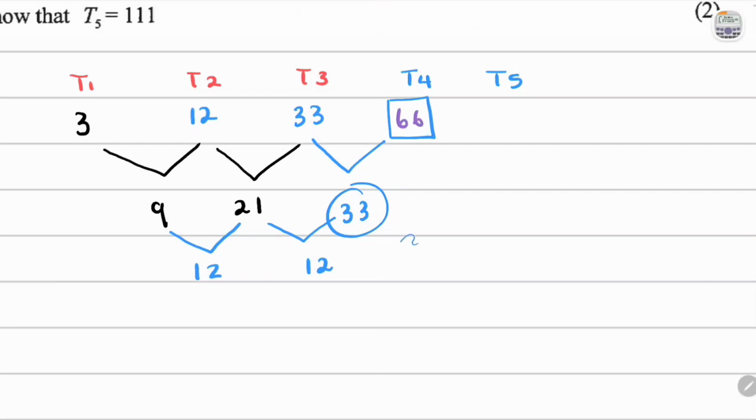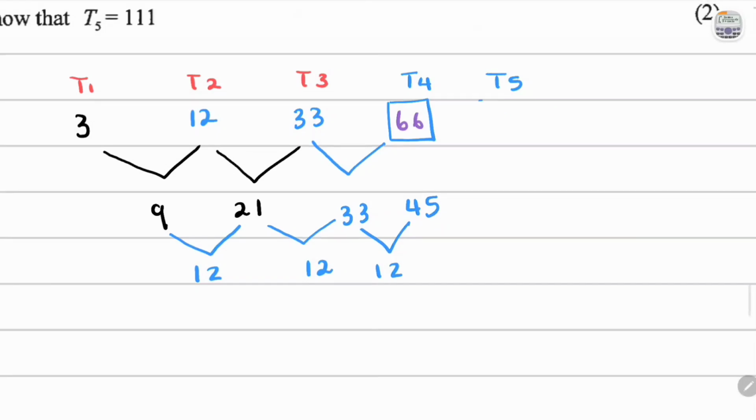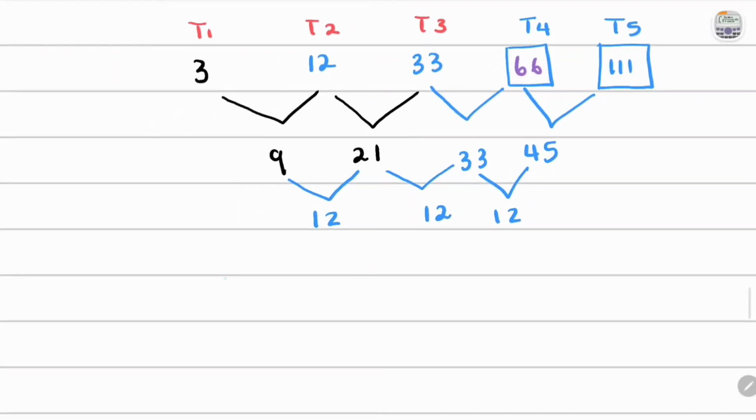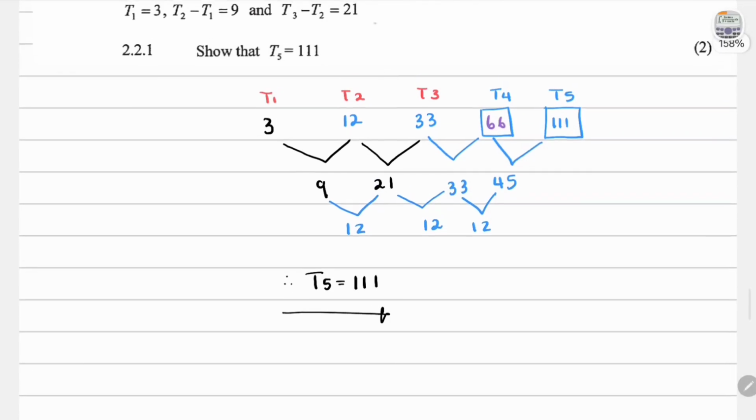And then we'll continue. We know the second constant difference again will be 12. So that's 12. And so that makes the fourth term in your first difference, the arithmetic pattern, 33 plus 12, which is 45. And then finally, the fifth term is going to be 66 plus 45, which gives you 111. So there we go. That proves that term 5 is equal to 111. And that is our answer.